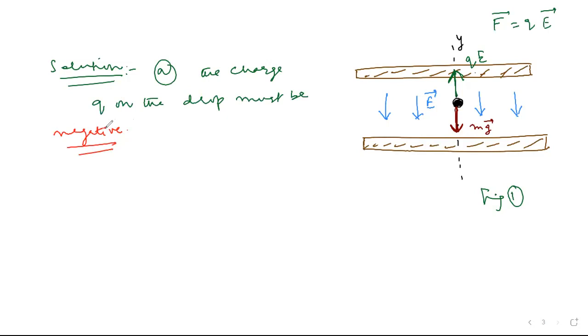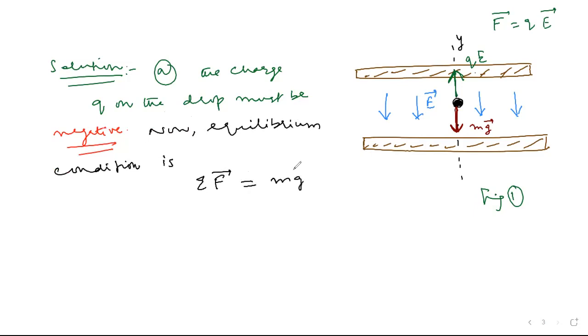Now we want to find the magnitude of the charge. We can use the equilibrium condition. The equilibrium condition is that the net force acting on the drop is 0. There are two forces, mg and QE. Electric force and weight must sum up to 0 because the drop is in equilibrium.